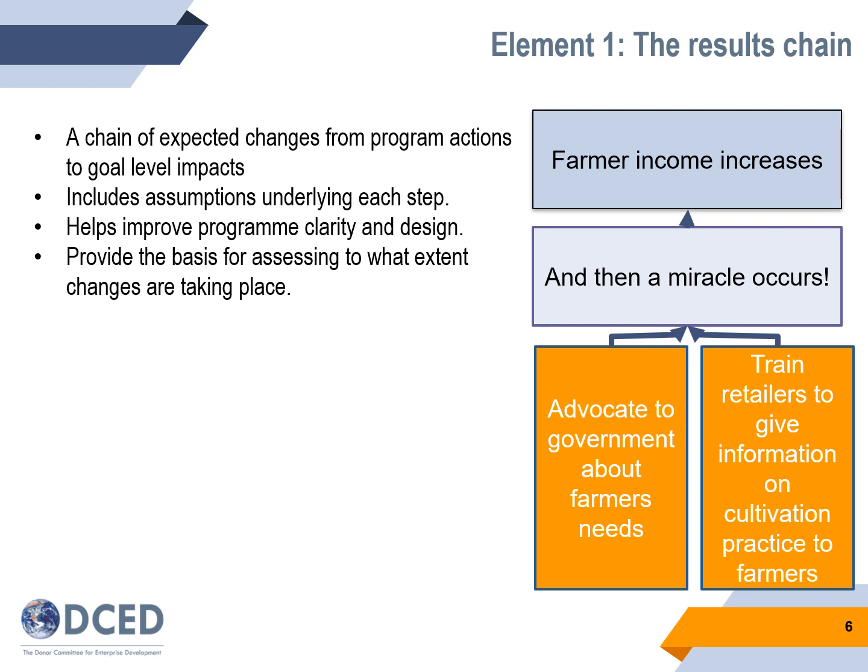And what we're trying to do by depicting a results chain is to avoid the picture you get on the right-hand side of the screen here. And this is something you see a lot. Programs are really clear about their activities, advocacy and training, really clear about their impact, farmer income increase, but it's not clear how one gets to the other. So results chains are supposed to unpick this middle and help to improve the clarity of programs, the design of programs, and set the framework for assessing whether these expected changes are taking place or not.